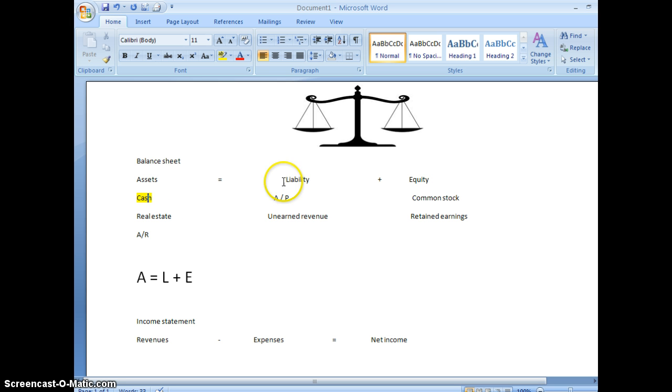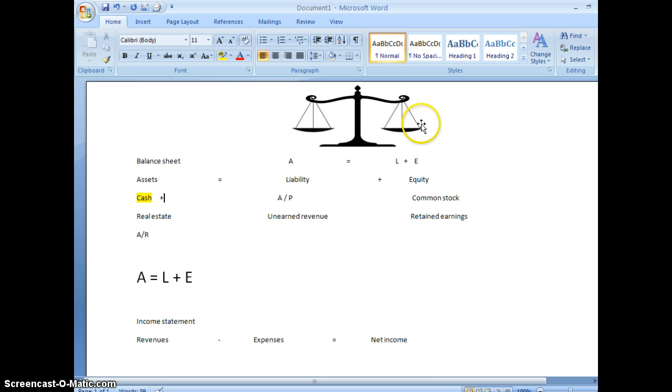So then you have to ask yourself, this is the left-hand side of the balance sheet right here. Assets equal liability plus equity. That's how it works. Assets on this side, liability plus equity on this side. So right now, we know cash has gone up. Okay? Cash went up because you just sold some common stock.